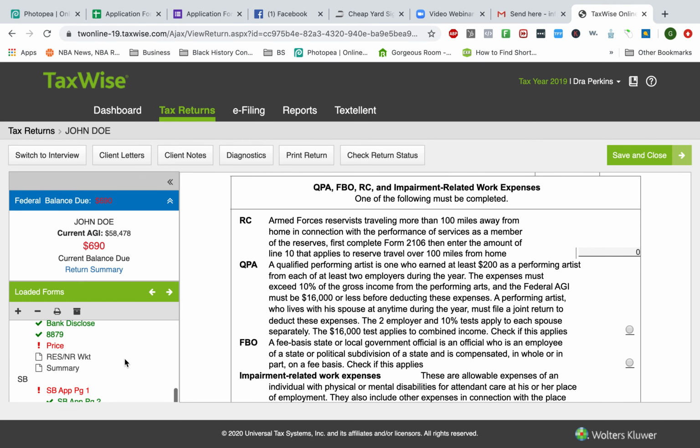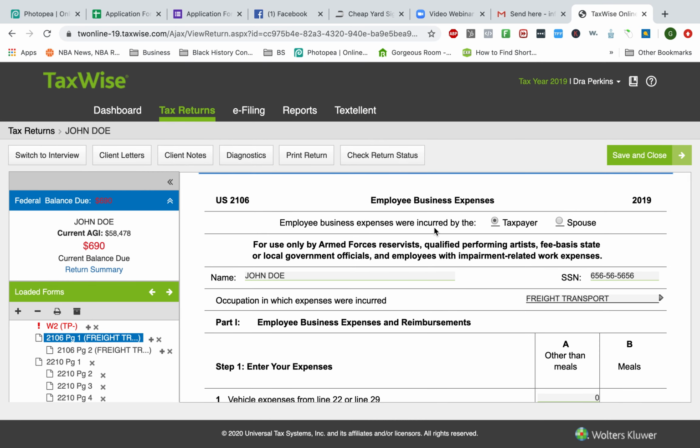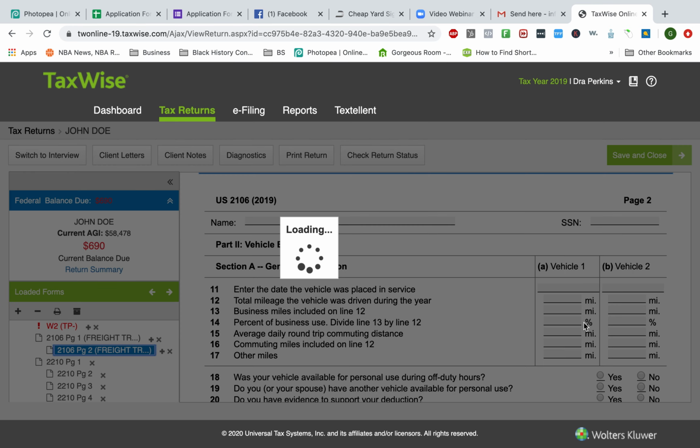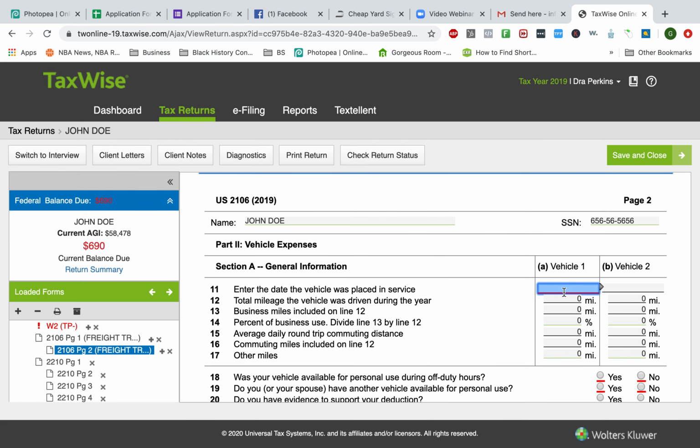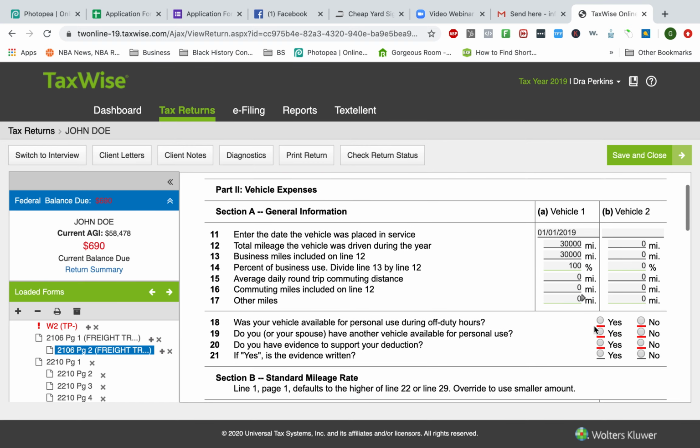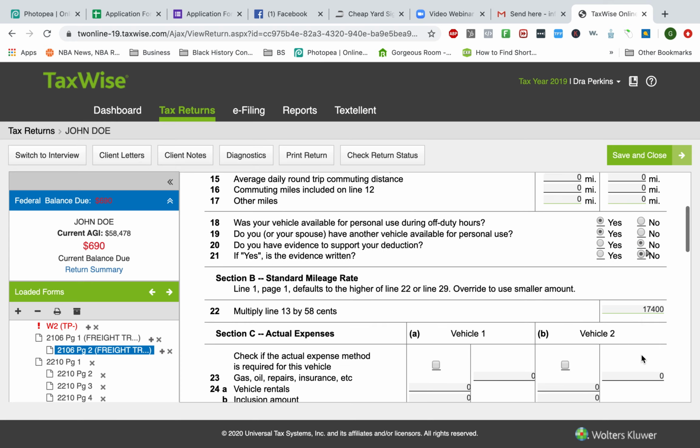Okay, what I would do next is I would go to the second page of the 2106. This is the form that I just added right here. I go to this next page, and then I will go to the first line. I will put in last year's date, and then I'll say he drove 30,000 miles, just for an example. And then I would put yes, yes, no, no.